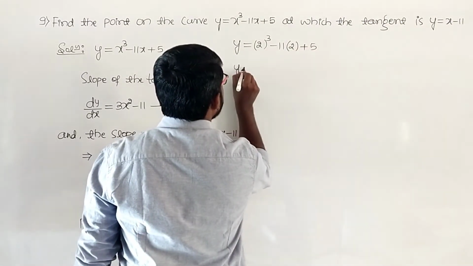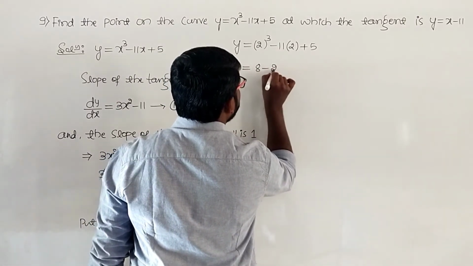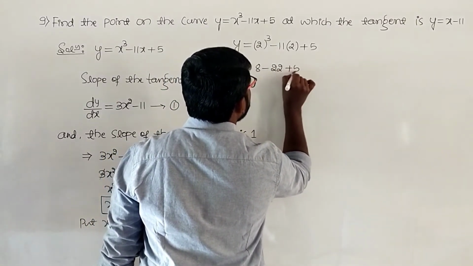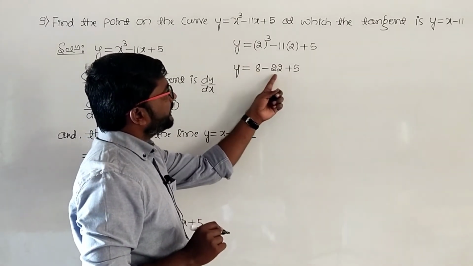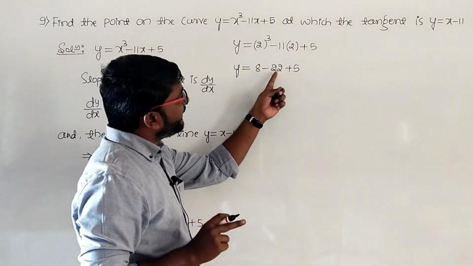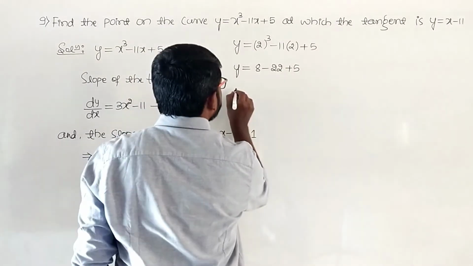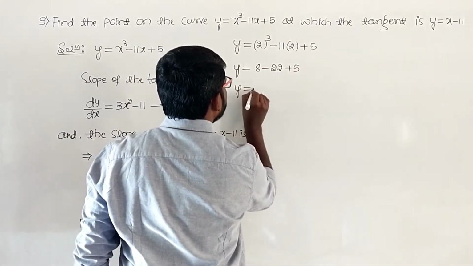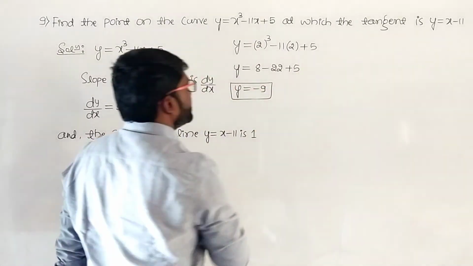So y is equal to 2 cube, it is 8, minus 11 into 2, it is 22, plus 5. So how much do we get now? 8 minus 22 is minus 14, minus 14 plus 5 is minus 9. So y is equal to minus 9.